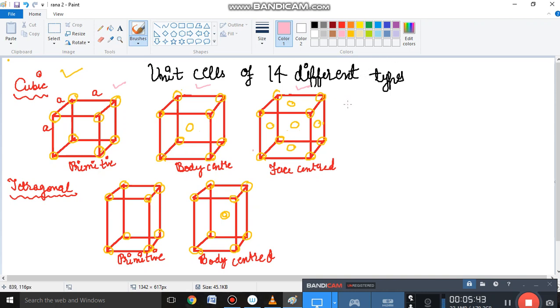And regarding its axial distances, or we can say edge lengths, A is equal to B is equal to C. All the edge lengths are equal to each other. And regarding its axial angles, alpha is equal to beta is equal to gamma is equal to 90 degrees. All of them are mutually perpendicular to each other. Okay, and regarding its examples: NaCl, zinc blende, and copper. Zinc blende is ZnS, and NaCl is sodium chloride.